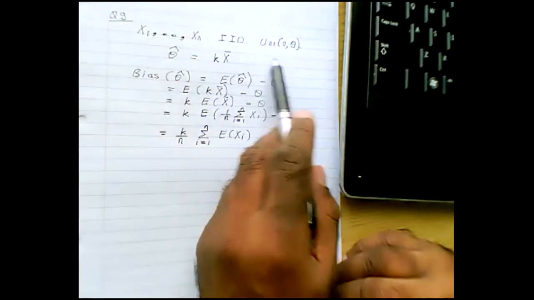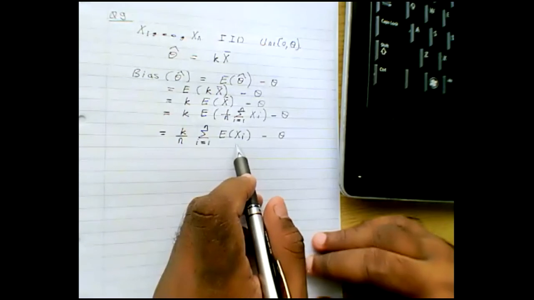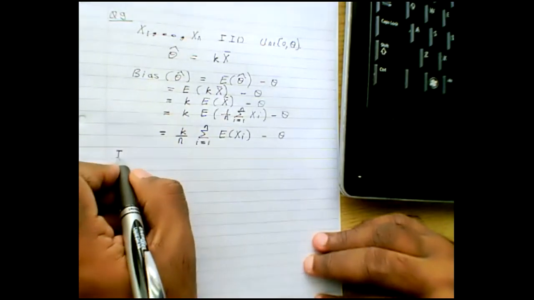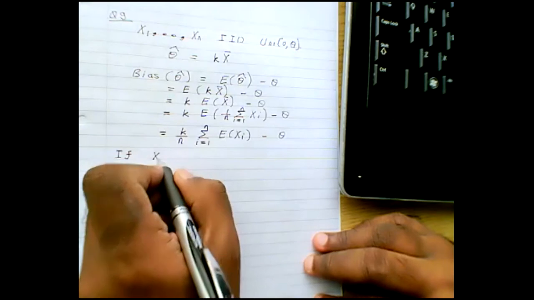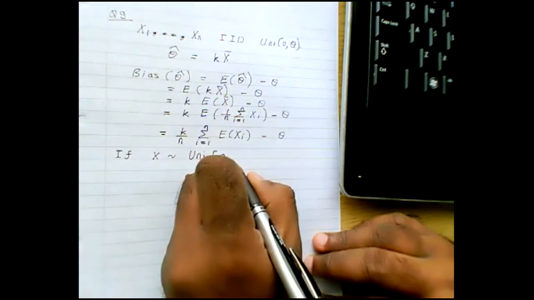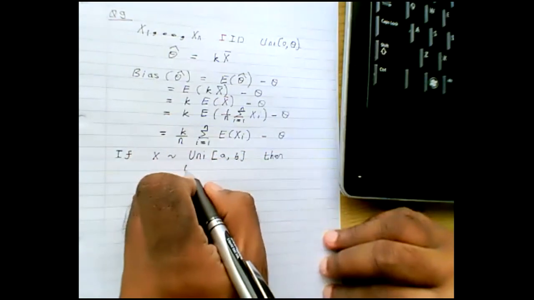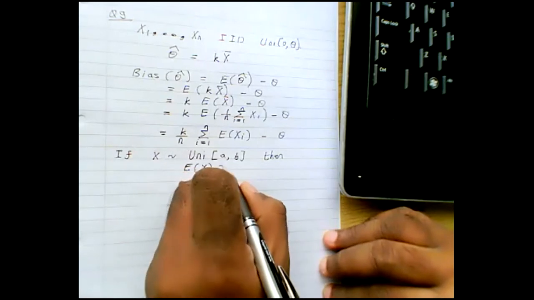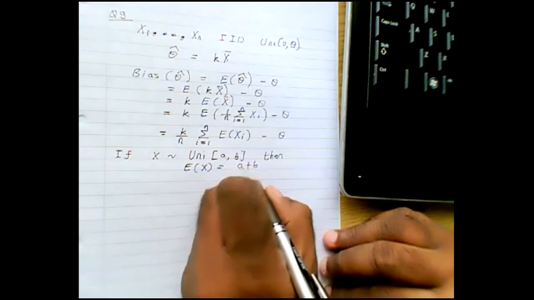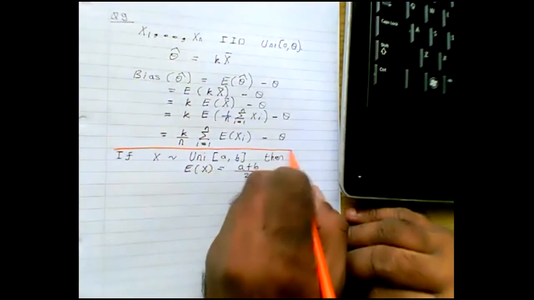All right, now do you remember the formula for the mean of a uniform variable? If you don't remember, let me remind you that if you have a variable x that is uniform on the interval a to b, then the expectation of x is equal to (a plus b) divided by 2. I'm sure you remember this, right? Don't you? Do you remember this or no?